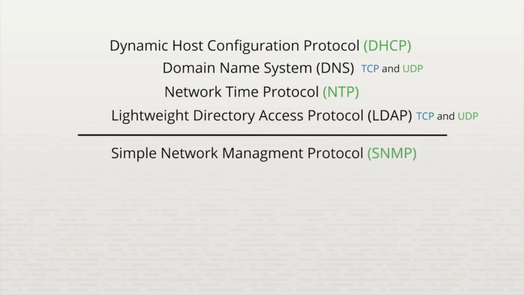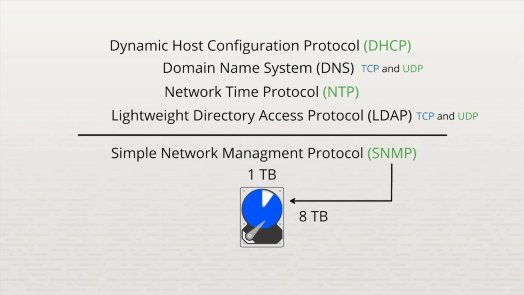The Simple Network Management Protocol, or SNMP, lets network administrators set up alerts to monitor the state of your network. For example, suppose your network has a shared storage drive with 8 terabytes of space. You'll want to know when the drive is getting full before it actually runs out of space. Instead of checking the available space on the drive every day, you can use SNMP to alert you when the drive has a terabyte of storage space left.